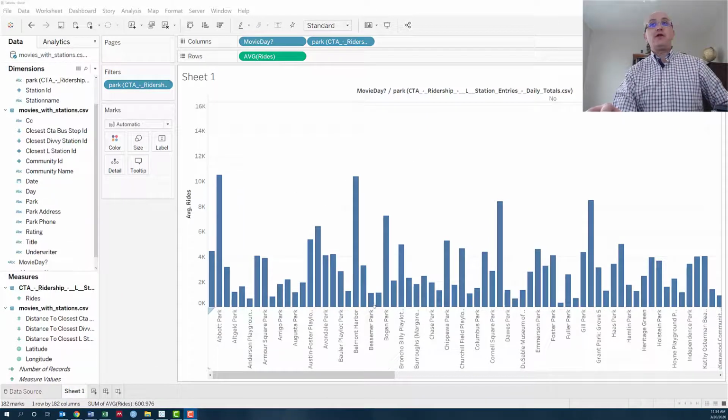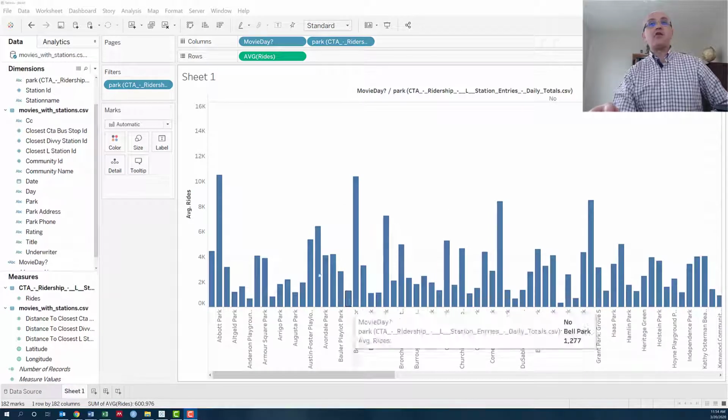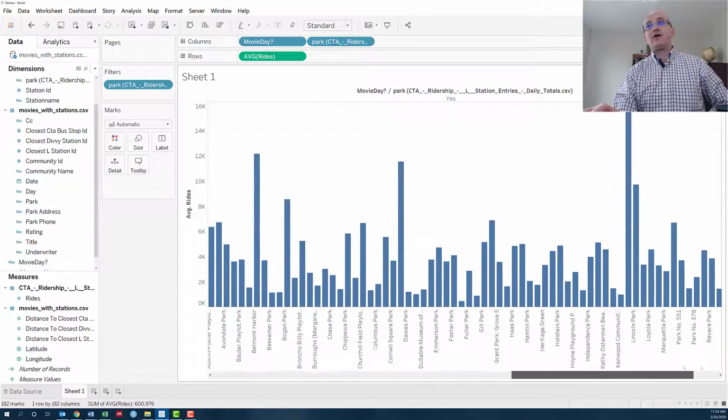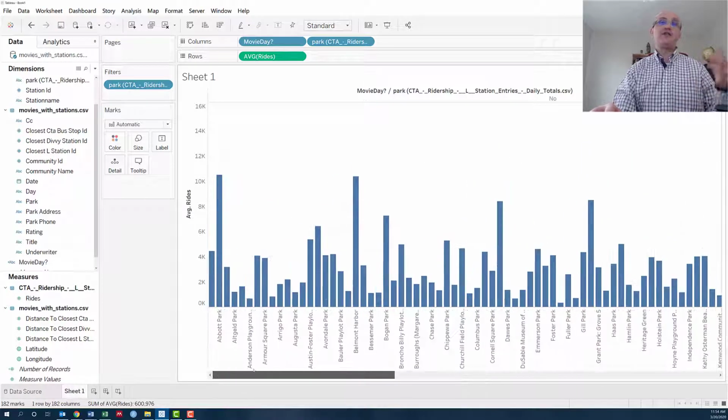There's two simple things you can do that would improve this viz right here. Notice I've got all the parks listed here. Well, besides actually filtering and focusing in on different parks, specific parks, I'm going to show you two things.